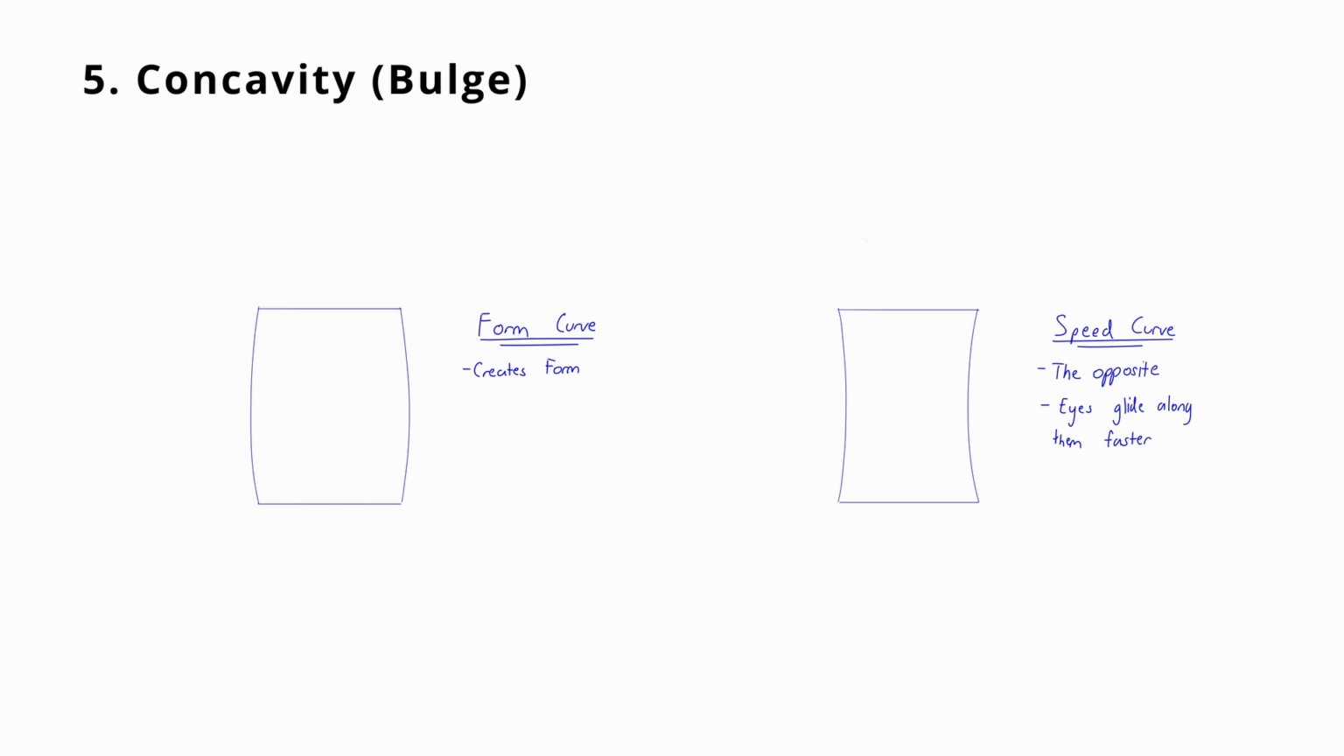So it's just more knowledge rather than a technique. There are two types of curves, and they are determined by the concavity of the curve. If the curve bulges out, it is a form curve. If it bulges in, it is a speed curve. Pretty self-explanatory, I think. Form curves create form, and speed curves kind of make the eyes travel along them faster, I think. Maybe I'm crazy. But point is that the speed curve goes in, and the form curve goes out. I'm gonna be honest, it's not super useful, but it is good to know.